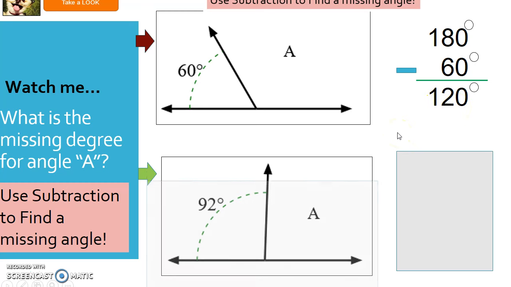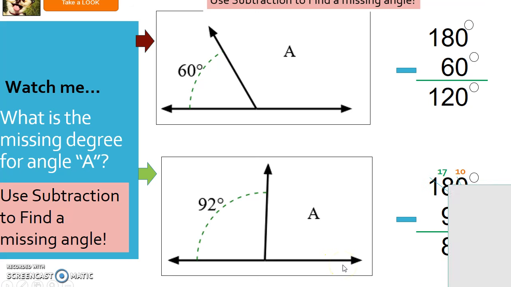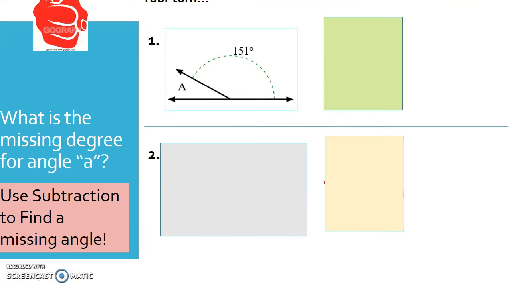All right, take your eyes down to the bottom. I am given 92 degrees. I need to find the missing A, and I do know that straight across the bottom here makes a total of 180 degrees. So I'm going to take 180 degrees minus the given angle of 92, and it gives me 88 degrees total for my missing angle A.